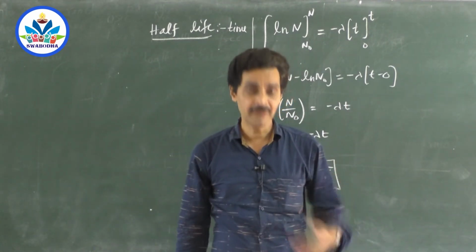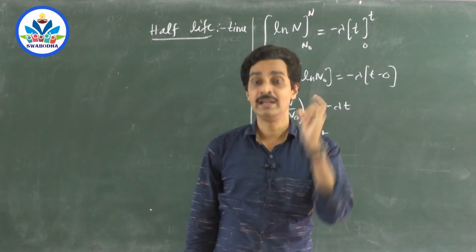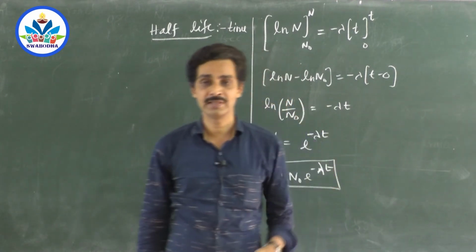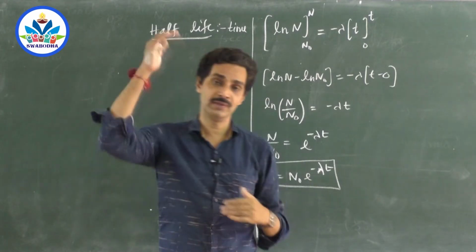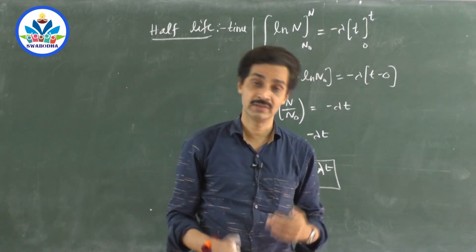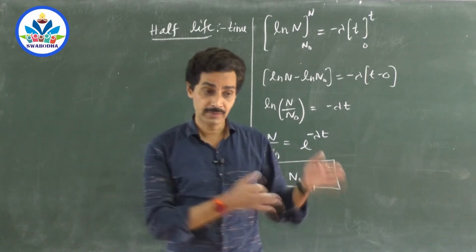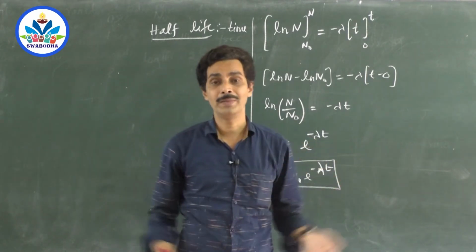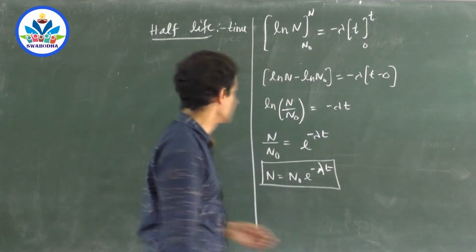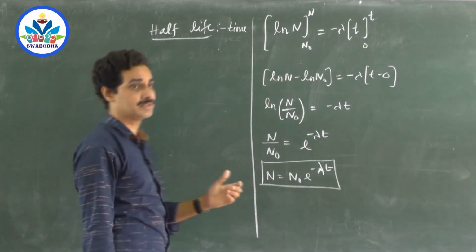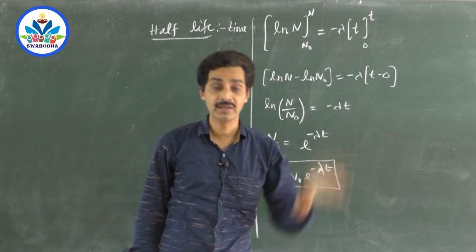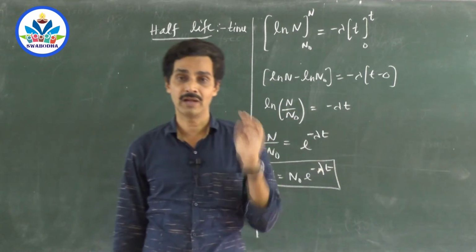So half-life is the time duration in which the total number of atoms in the sample reduces to half of the previous value. Original value, not previous value, the maximum value. Out of the maximum value, to become 50%, how much time does it take? That is called half-life. So the time in which the number of atoms in the sample reduces to half of the maximum value is called half-life.